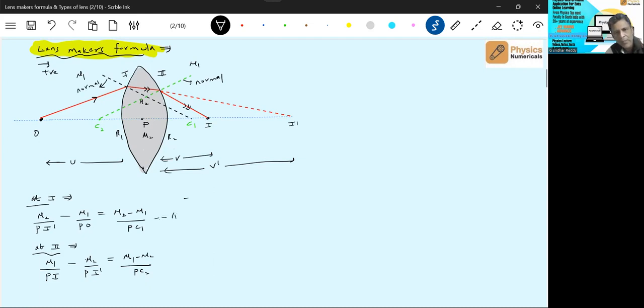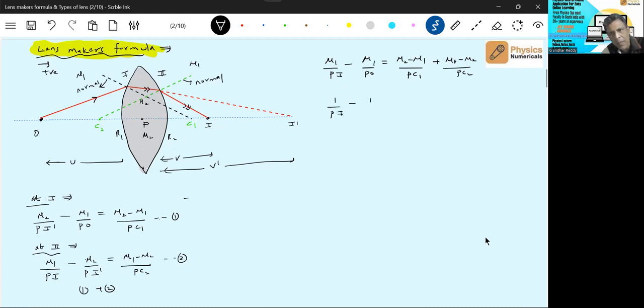We'll add up these two equations. By adding up 1 and 2, we'll get mu1 by PI minus mu1 by PO equals mu2 minus mu1 by PC1 minus PC2. Now what we have to do is replace this value. So as usual, 1 by PI minus 1 by PO equals mu2 minus mu1 by mu1, times 1 by PC1 minus 1 by PC2.